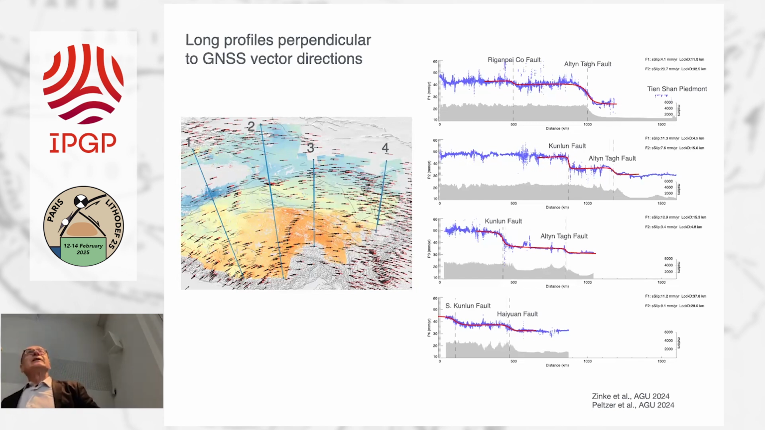So you see here that the Altyn Tagh is fast on the western side. This is west to east. And then its rate decreases. And the Kunlun takes off in the middle of Tibet here in a very spectacular manner.